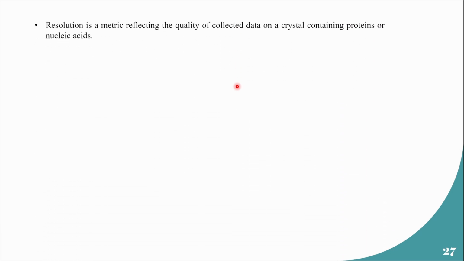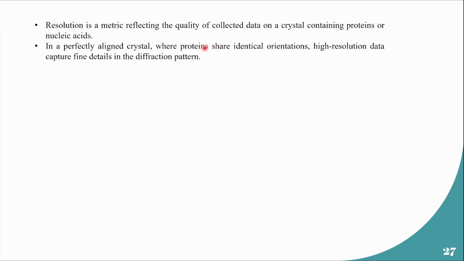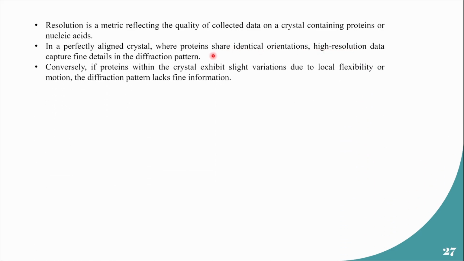So it is basically, as mentioned here, a metric reflecting the quality of the collected data on the crystal containing proteins or nucleic acids, anything, right? So in a perfectly aligned crystal, the proteins will share identical orientation, and then high resolution data can be captured in the diffraction pattern. Now, if the proteins within the crystal exhibit some slight variations due to local flexibility or local motion and so on.